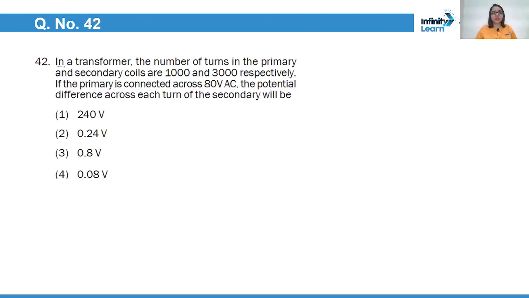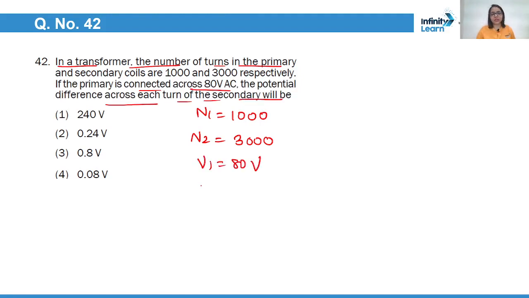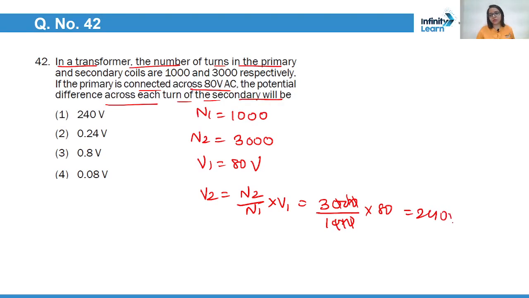Next is question number 42. In a transformer, the number of turns in the primary and secondary are 1000 and 3000 respectively. If the primary is connected across 80 volt AC, the potential difference across each turn of the secondary will be? So V2 is N2 upon N1 into V1. So this is 3000 divided by 1000 into V1, which is 80. So over here it will be 240 volt. The potential difference across each turn of the secondary will be V2 divided by the number of turns N2, that is 240 divided by 3000, and that is equal to 0.08 volt.